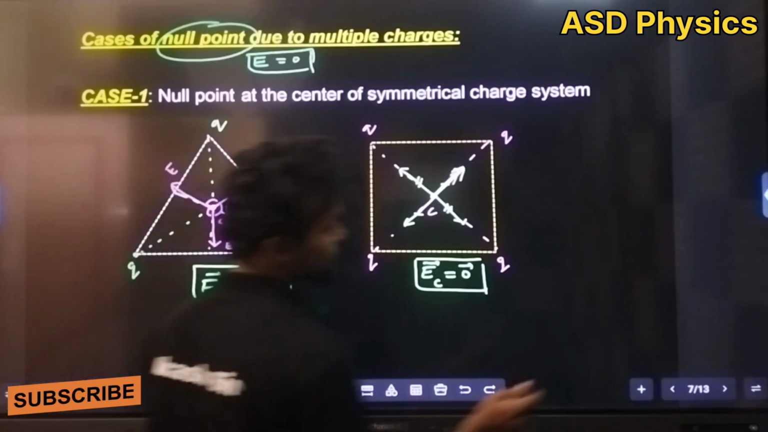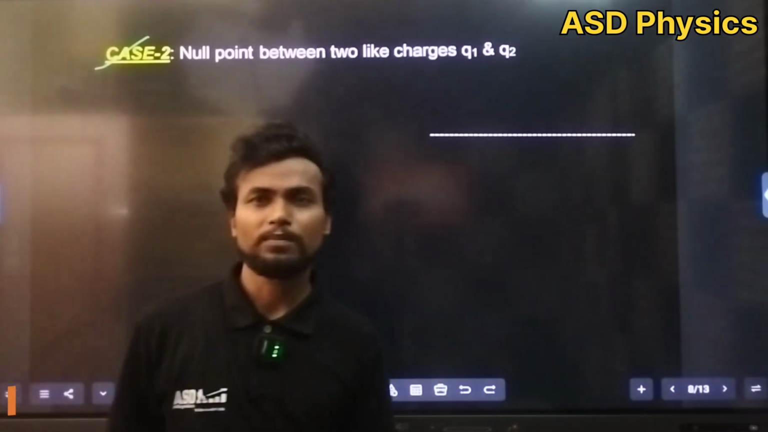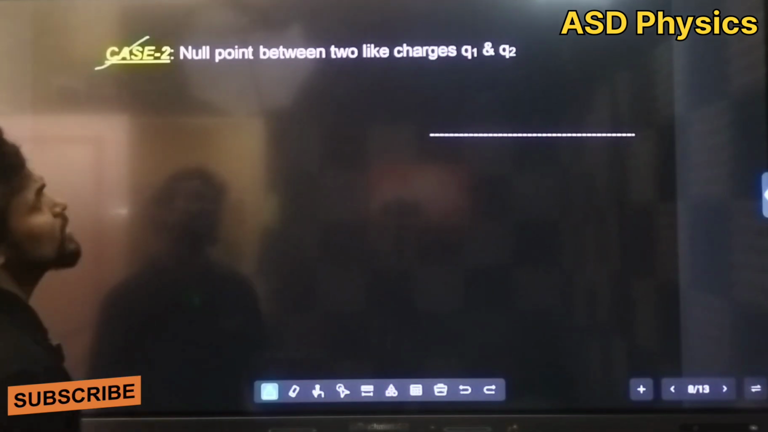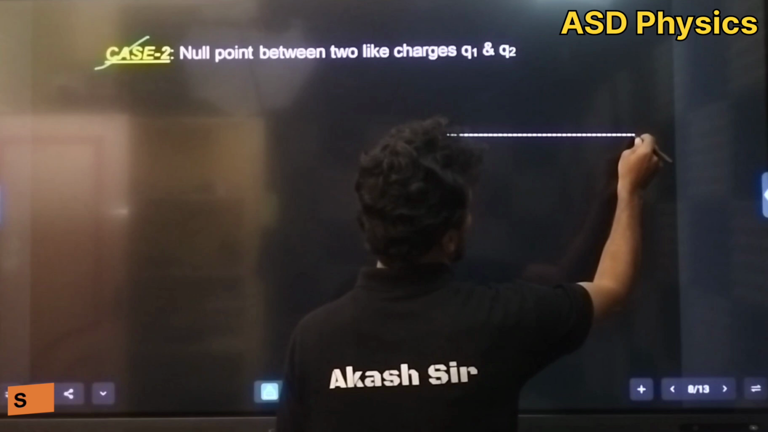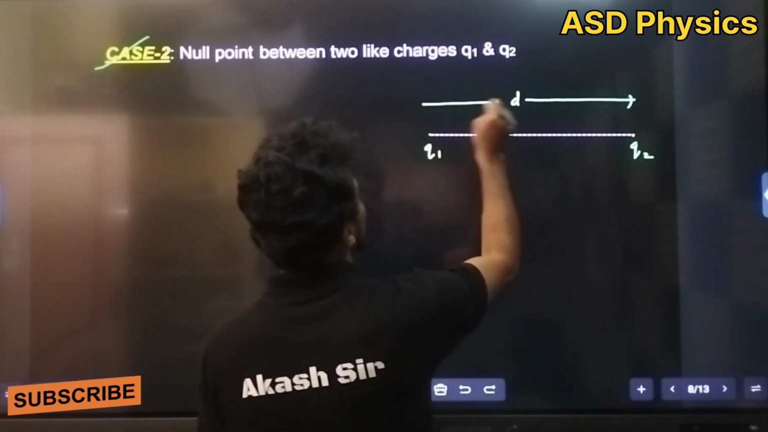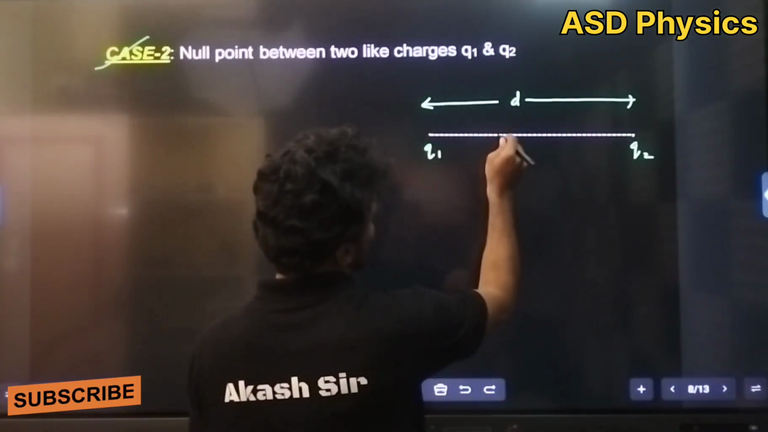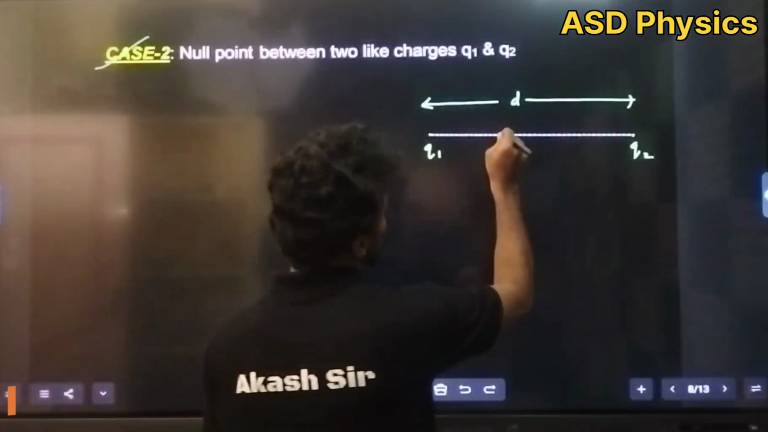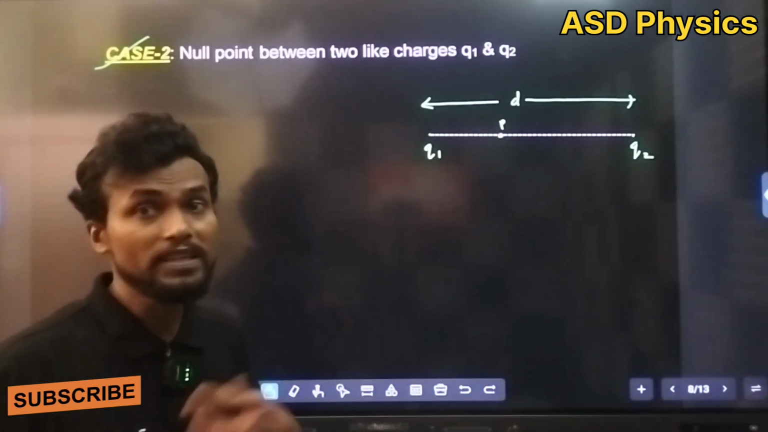Okay, good. Next one, students, let's see. This one I have covered in the gravitational field concept also, and even in applications of Coulomb's law. So let's see here please. Null point between two like charges Q1 and Q2. Here charge Q1 and here charge Q2. Let's take the distance between the charges as D. Whenever the charges are like, the null point will always exist between the charges. So let's take this as the null point P. At this point the electric field intensity will be 0.